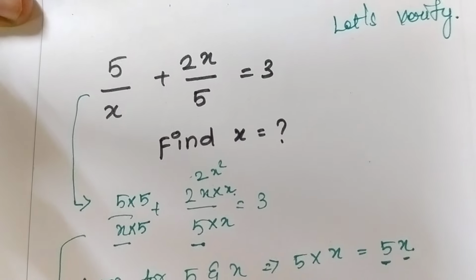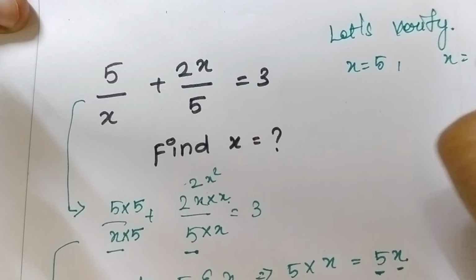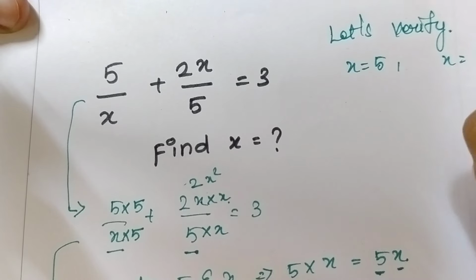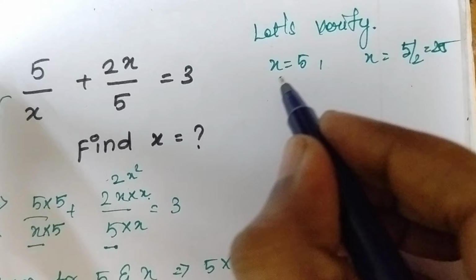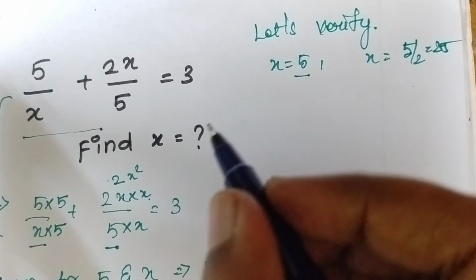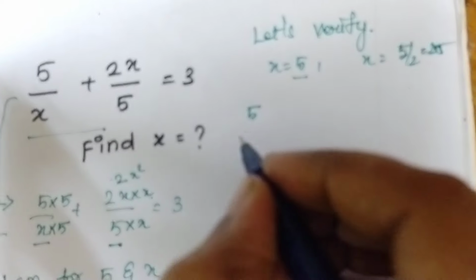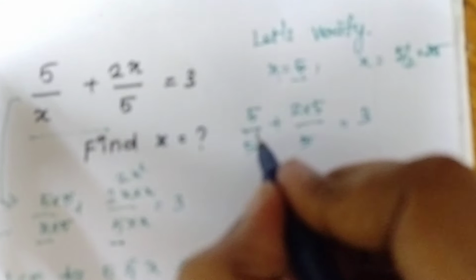What are the x values we have? We get the two values, that is x is equal to 5 and x is equal to 5 by 2, that is equal to 2.5. These are the two values we have. First, I am going to substitute this 5 in the place of x in the equation. Therefore, this equation becomes 5 plus 2 into x is 5, 2 into 5 divided by this 5 which is equal to 3. Here 5 gets cancelled.